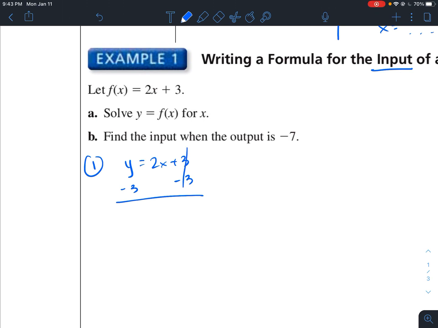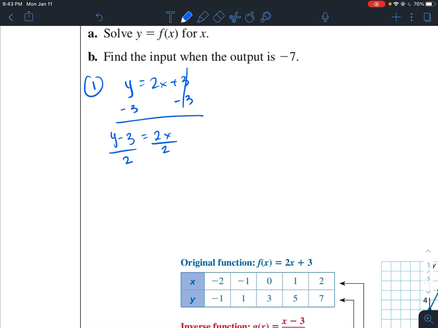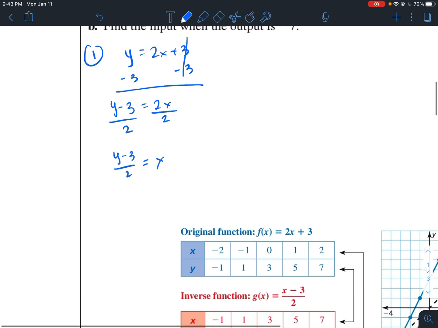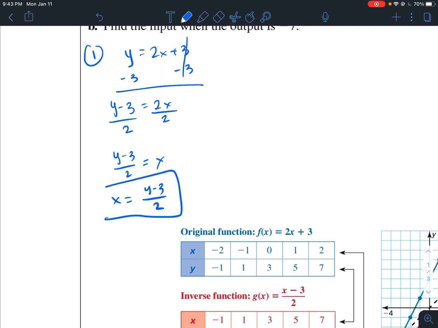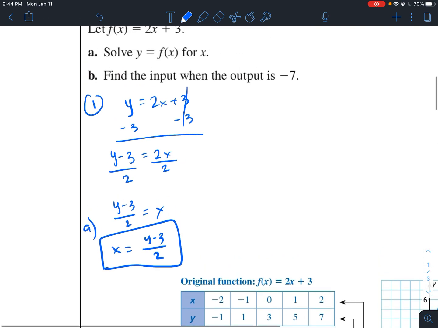See right here, these cancel, and this becomes y minus 3, which is equal to 2x. Again, the goal is to get x by itself, so this is 2 times x, so let's do the opposite of multiplication and divide by 2. But if I divide one side by 2, I have to divide the other side by 2. And thus, I get y minus 3 over 2 is equal to x. If I want to write it as if we're reading left to right, I'll write it as x is equal to y minus 3 over 2. So this right here is part A. We just solved y equals f of x for x.